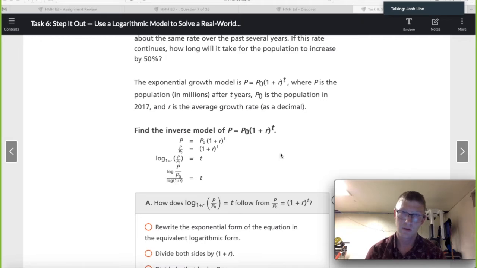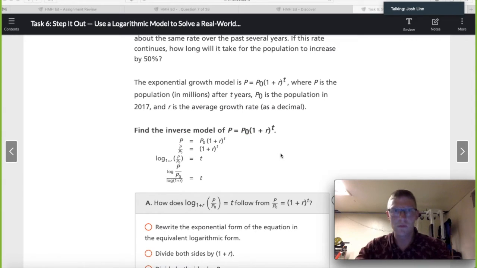Well, they're going to do some algebra first, and that's fine. So before they plug stuff in, they want to get this t by itself. So again, they want to know how long it will take to get somewhere. So they want to plug something in for this p and then be able to have that t come up with an answer. So first things first, we're going to need to get this thing by itself. So we're going to divide both sides by p naught.